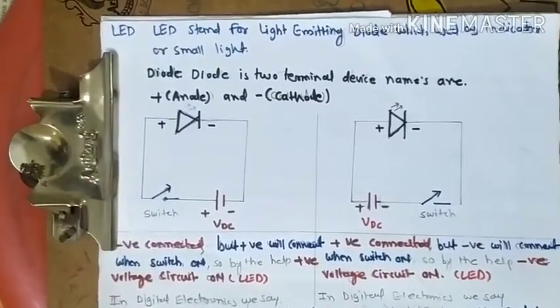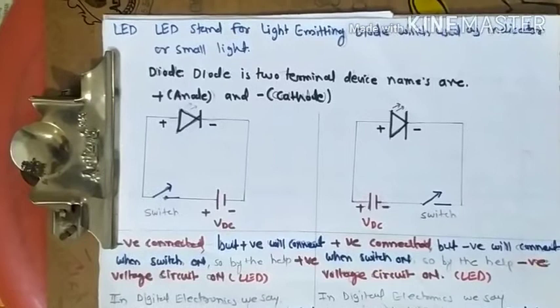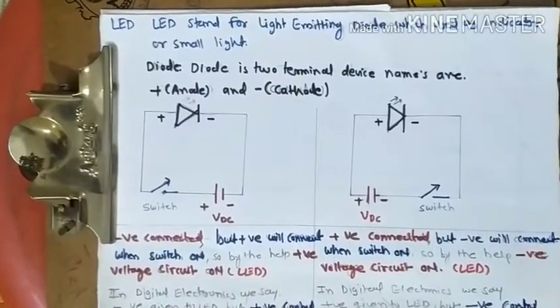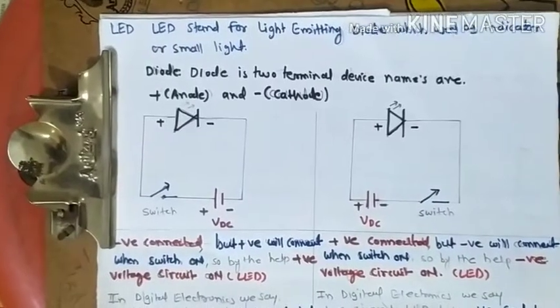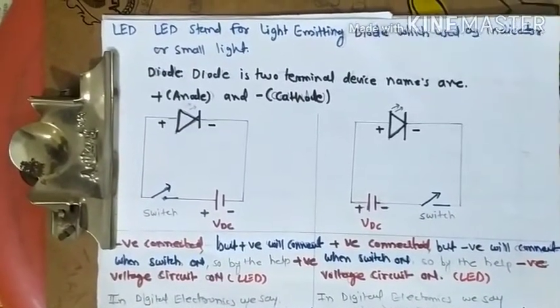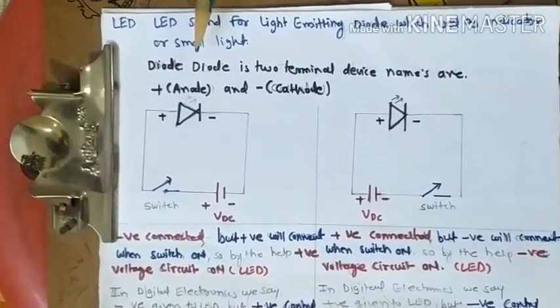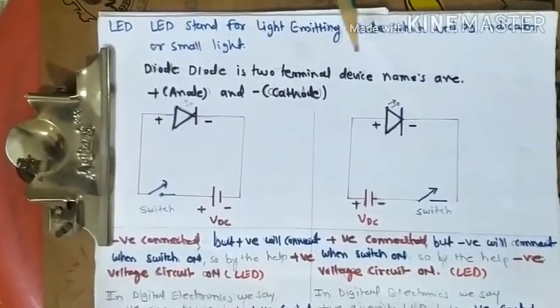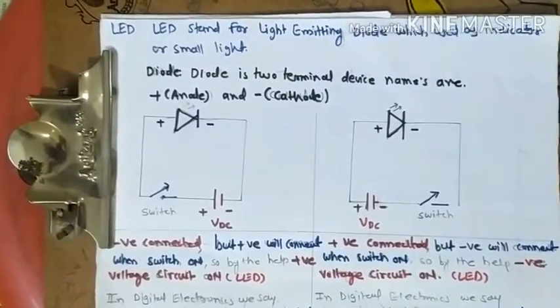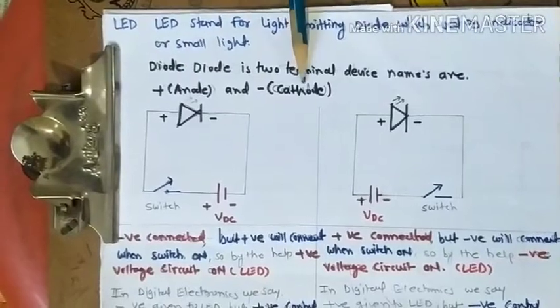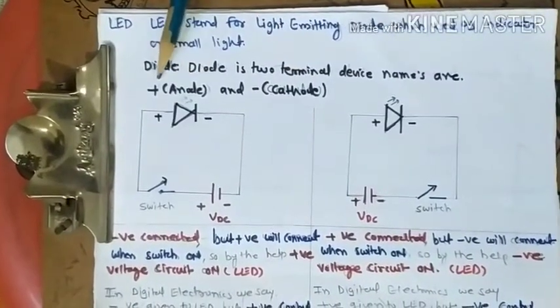And if we join our LED with that pin and the LED does not glow, the logic is 0. That's why we use LED. LED is a simple light emitting diode. We know that a diode is a two-terminal device. The names of the terminals are anode and cathode, and anode has positive polarity and cathode has negative polarity.